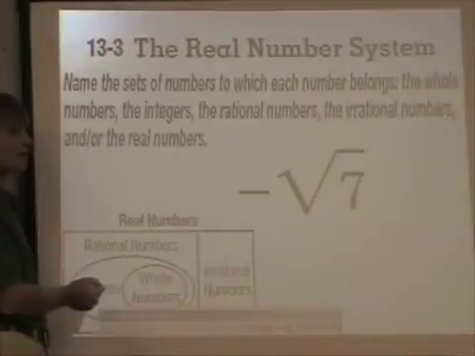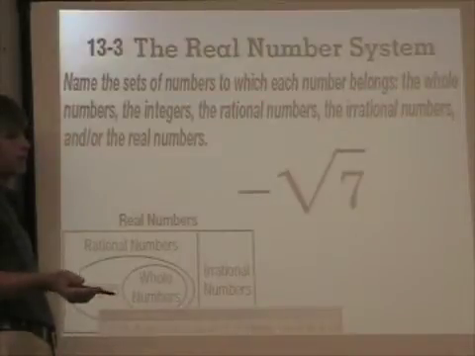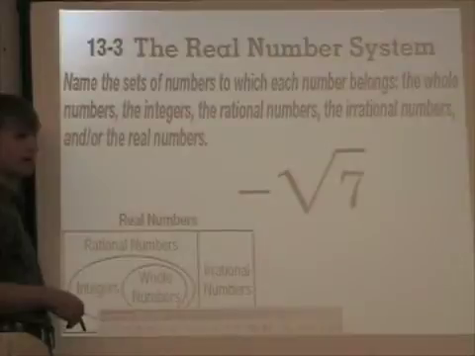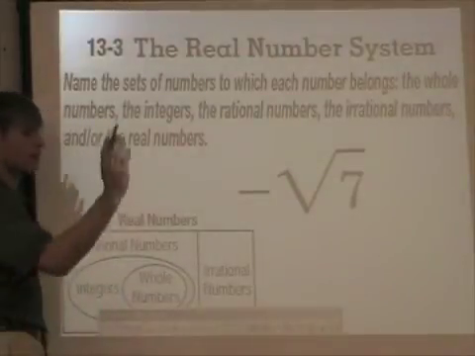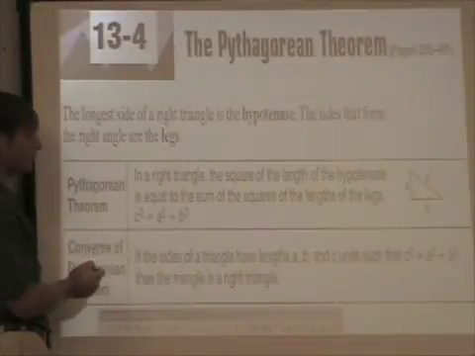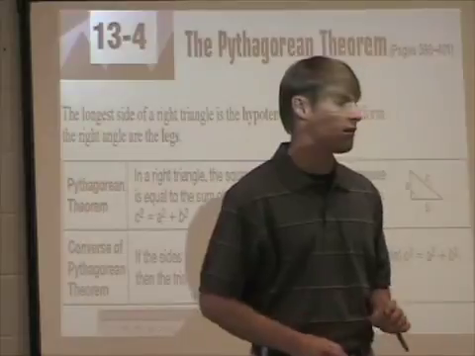What about negative square root of 7? What's the square root of 7? We don't know. It's a decimal, right? Since it's a decimal, it's irrational because it'll continue to go on forever. And a real number. Okay. So today you learned how to classify rational and irrational numbers.